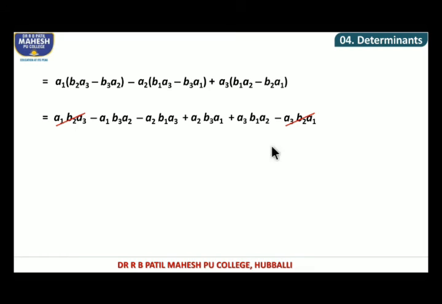See here, we have to do cancellation. A1, B2, A3 and A3, B2, A1 are both the same, so we can cancel. Similarly, the terms A1, B3, A2 and A2, B3, A1 are both the same but have opposite signs, so we can cancel. Again, two terms A2, B1, A3 and A3, B1, A2 are both the same but have opposite signs, so these are also cancelled. The remaining is 0. So this is the verification of the third property, because the value of the determinant becomes 0 whenever two rows or two columns are identical.